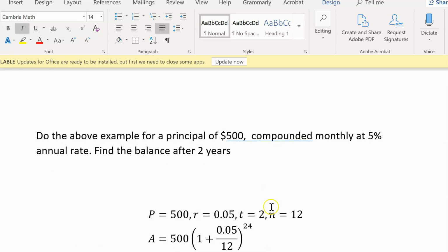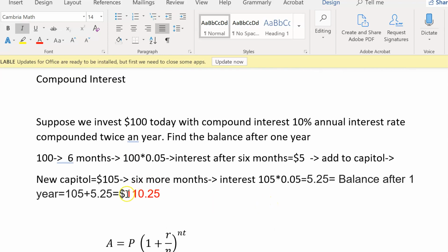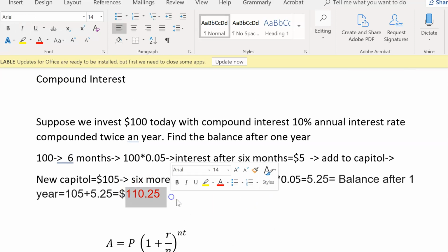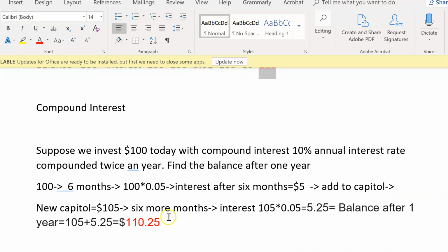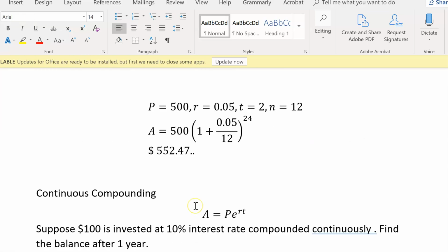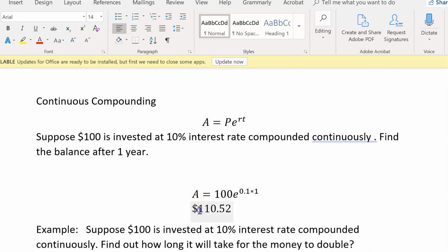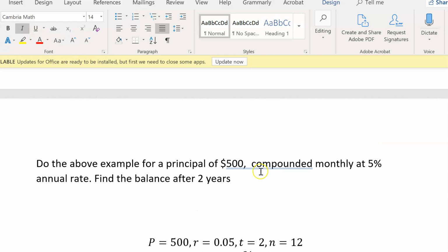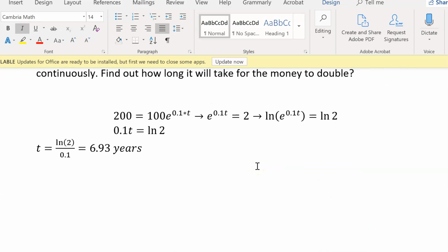So if you compare, it's even slightly better than compounding twice a year, and much better than not compounding at all, like simple interest. So simple is 110, and twice a year is 110.25. And now if you do it continuously, you get 110.52. Okay. So those are the examples.